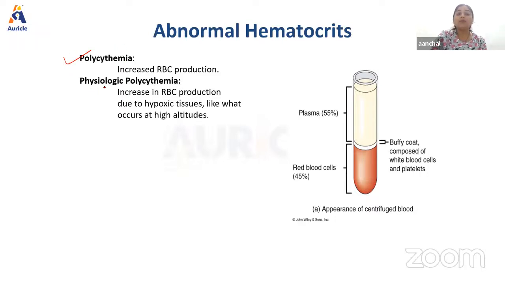In physiological polycythemia, there is an increase in RBC production due to hypoxic tissue, like what occurs at high altitude. Whenever we do the CBC of people who are living at high altitude, we always see the condition of polycythemia, meaning there will be an increase in the RBC count of those people who are residing at high altitude, right?